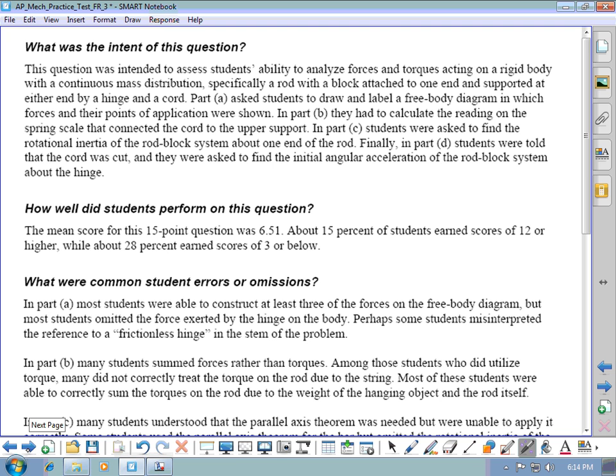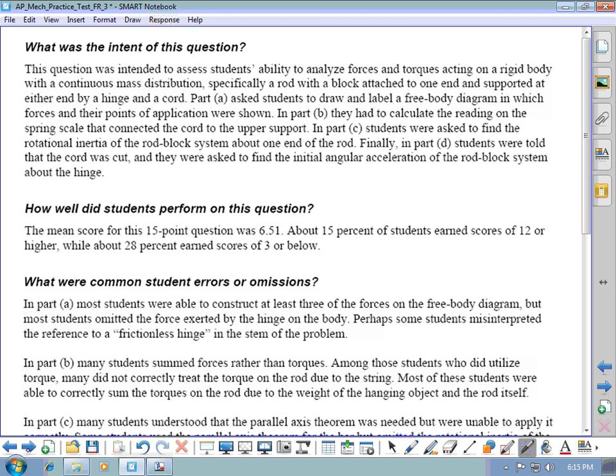Okay. And so the commentary from the head grader. This question was intended to assess students' ability to analyze forces and torques acting on an object with a continuous mass distribution. Part A asks students to draw and label the free body diagram in which forces and their points of application were shown. Usually at least one of the free response problems is going to ask you to draw a free body diagram, a drawing of the forces acting on an object.